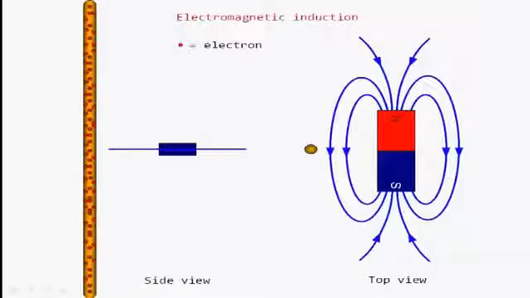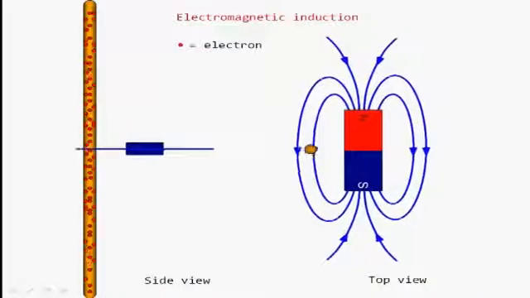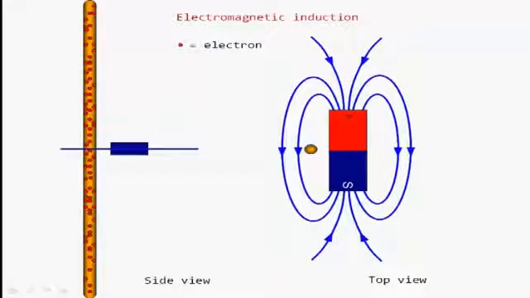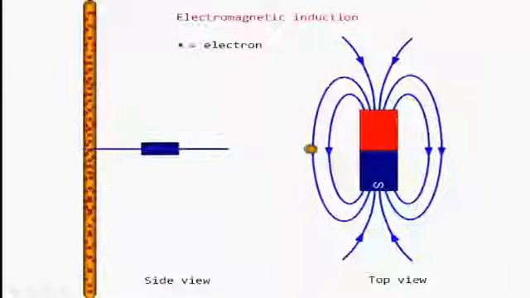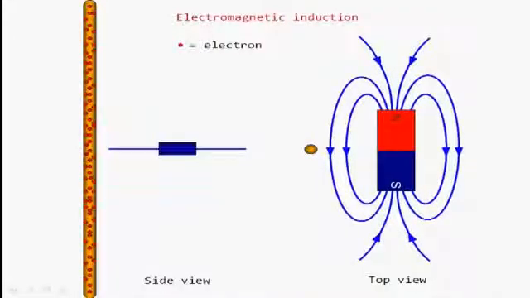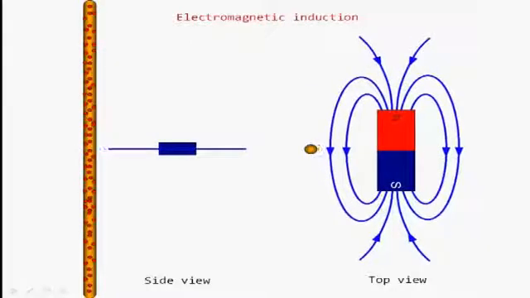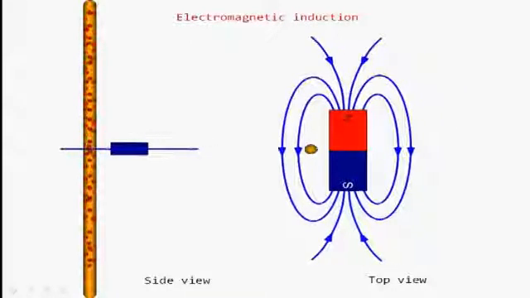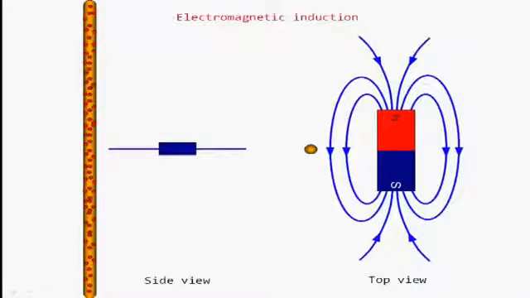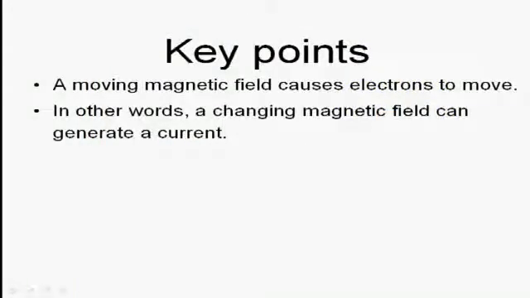The principle of induction involves moving a magnetic field past a conductor. In this view, as we move the magnet through the wire, some electrons move. We move the magnet the other way, and the electrons move in the opposite direction. The key thing is if I move the magnet faster, more electrons move. So the faster I move the magnet, the greater the current flow. But key to this is that it's a moving magnetic field that causes the electrons to move. In other words, a changing magnetic field generates a current.